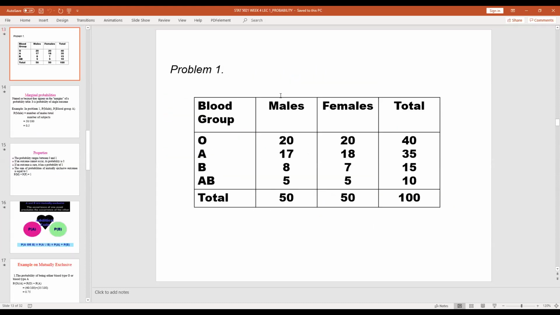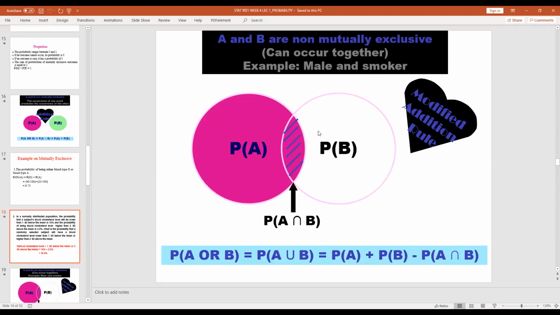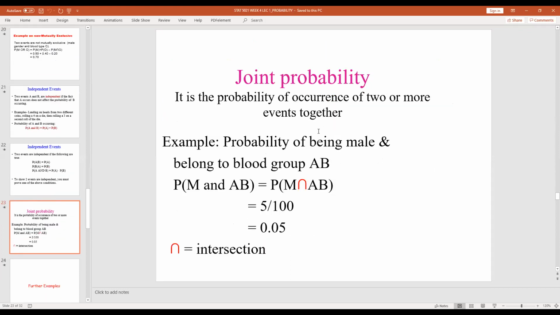Now, this is male, blood group AB. That's going to be 5, and that's going to be 5 divided by 100. So this is the probability of the joint, the joint between male and AB. That will be 5 divided by 100. So that's exactly what we're trying to say. Right here, that is 0.05, which means 5% are male and at the same time they belong to blood group AB.